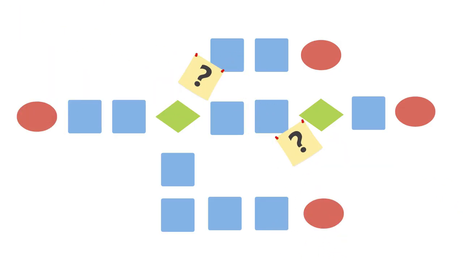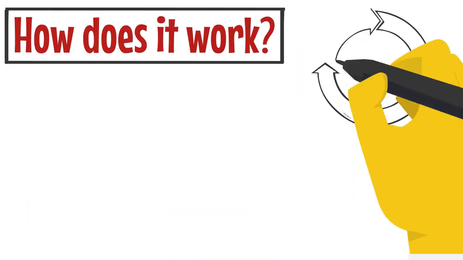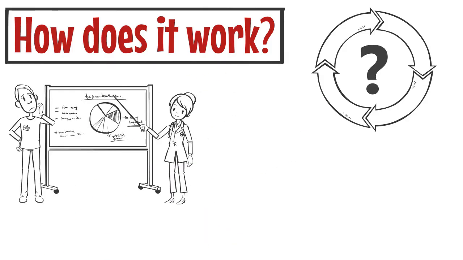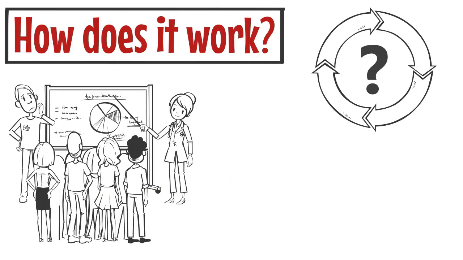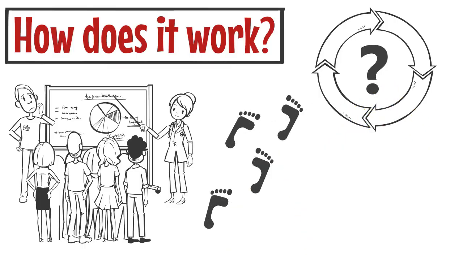So how does it work? To create a process map, you start by choosing the process you want to explore, like how patients are admitted to a ward or how test results are reviewed. Next, gather the people who are involved in the process because they know how it works in real life, not just on paper. Together, you walk through each step of the process in order.